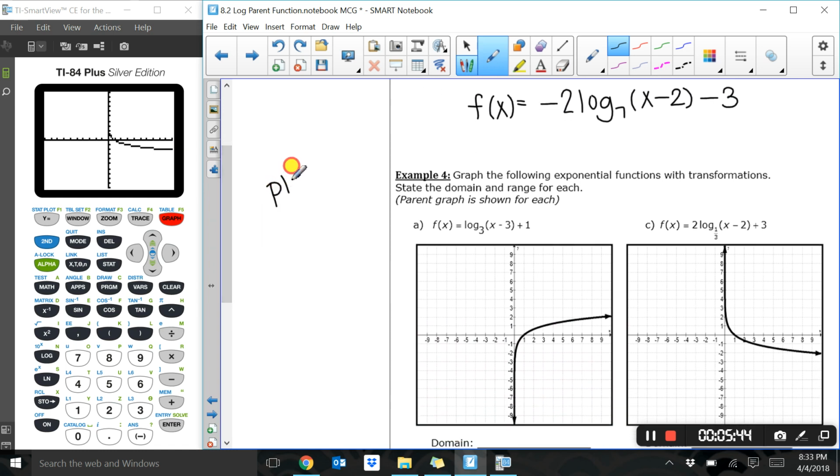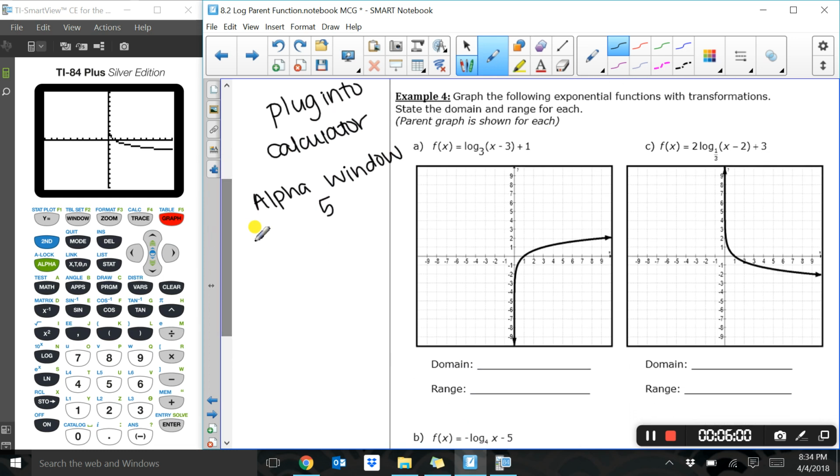So y'all, just plug this next section into your calculator. Again, remember it's alpha, window, 5. So this graph that's given is the parent function. So basically this is already giving you log base 3 of x, and we just want to transform it.